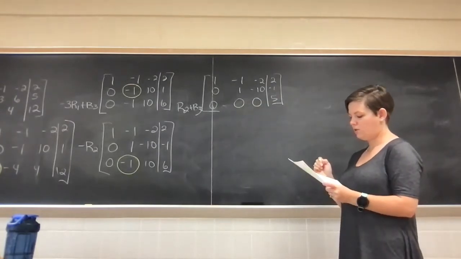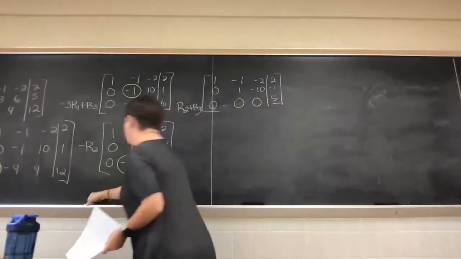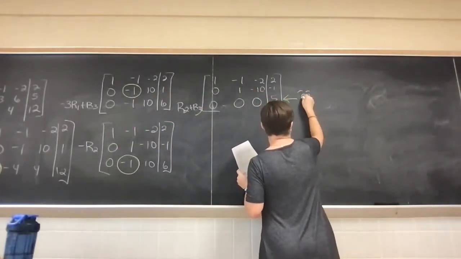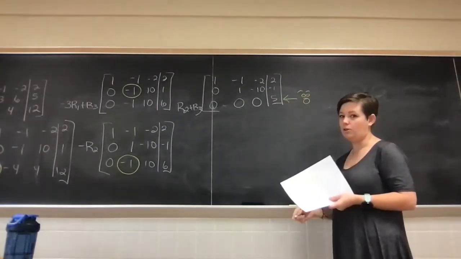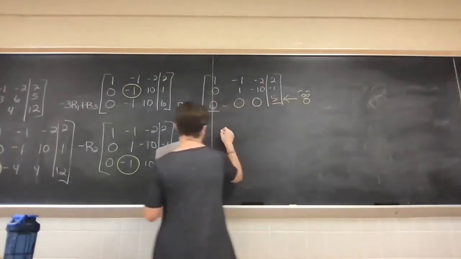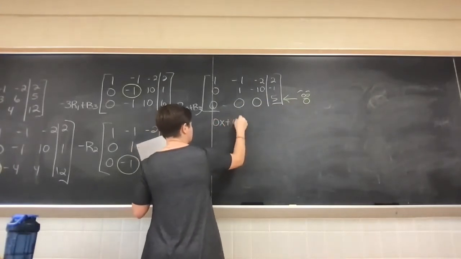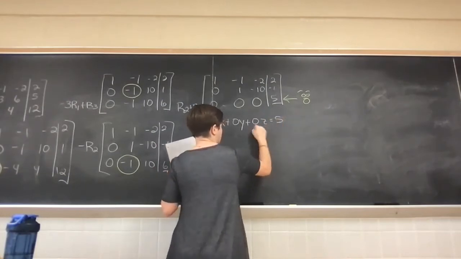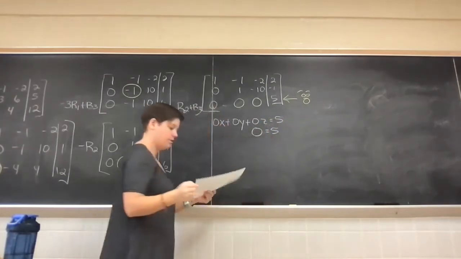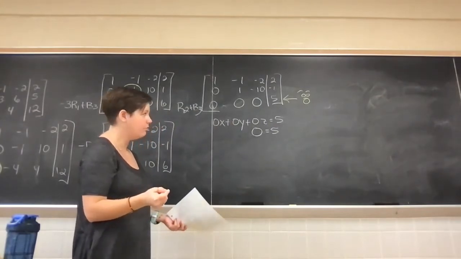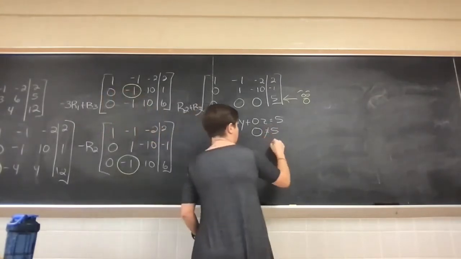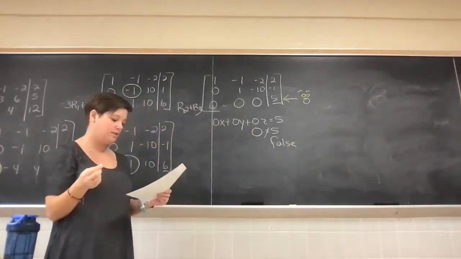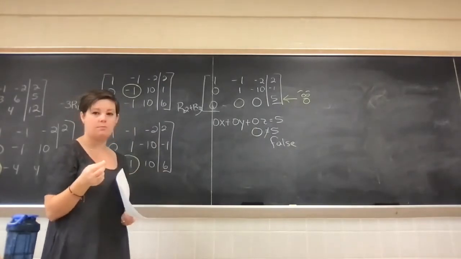Okay, so this is weird. And I drew a face and a big thing in my notes. It looks like that. So it's like, uh-oh, what is going on? What this says is we have 0x plus 0y plus 0z equals 5. So we have 0 equals 5. Is that true? Does 0 equal 5? That's not true. That's false.